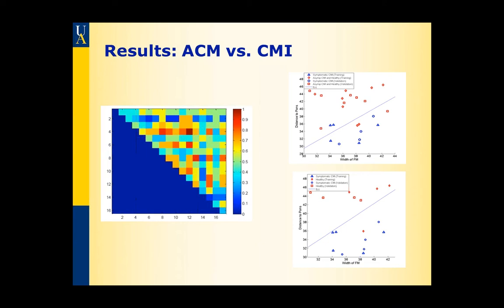Again, you can see here that symptomatics are here, and asymptomatics are on the left side. So the Chiari patients are the ones that have a smaller distance to the pons. Yeah, something that Bryn was talking about today.